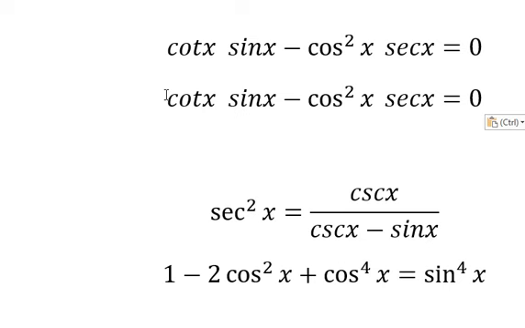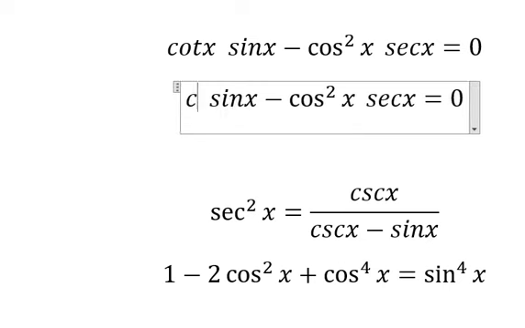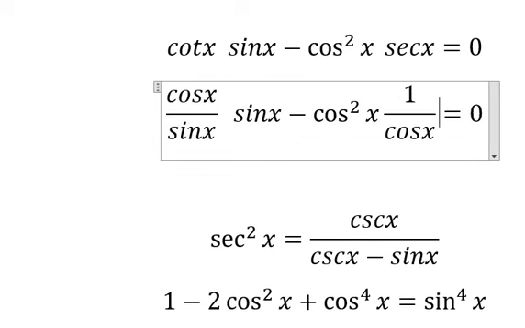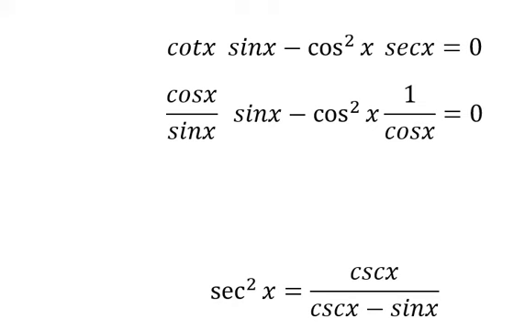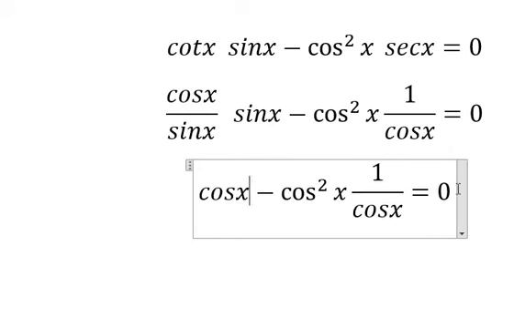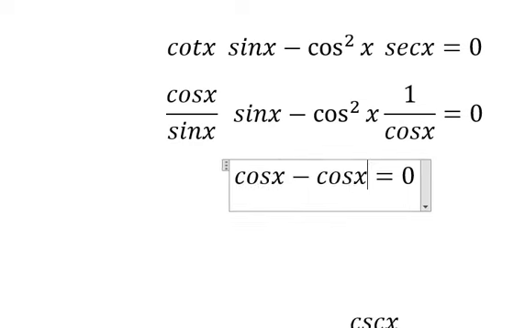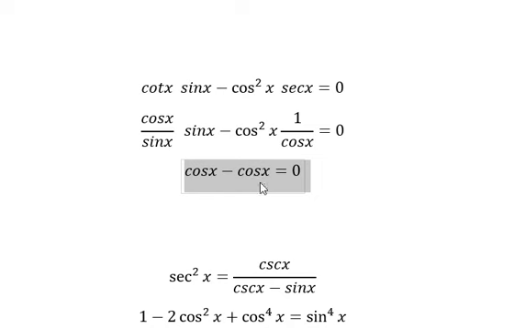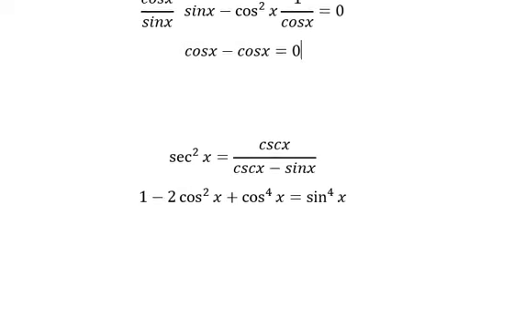For the first one, we know that cotangent s is cosine s over sine s. Secant of s is 1 over cosine s. Now we need to simplify. Sin s divided by sin s, you get the number 1. So we have cosine s. Cosine s squared divided by cosine s, you get cosine s. And this is correct because cosine s minus cosine s equals 0. And we just finished question number 1.